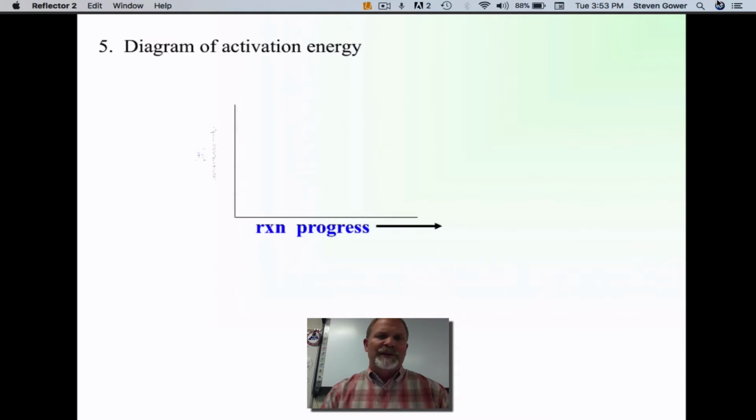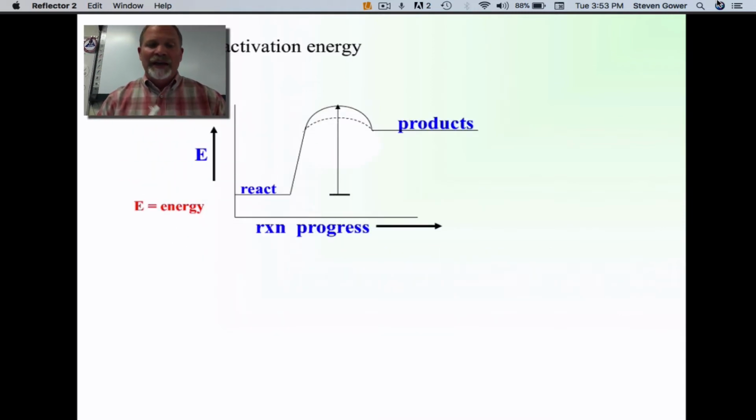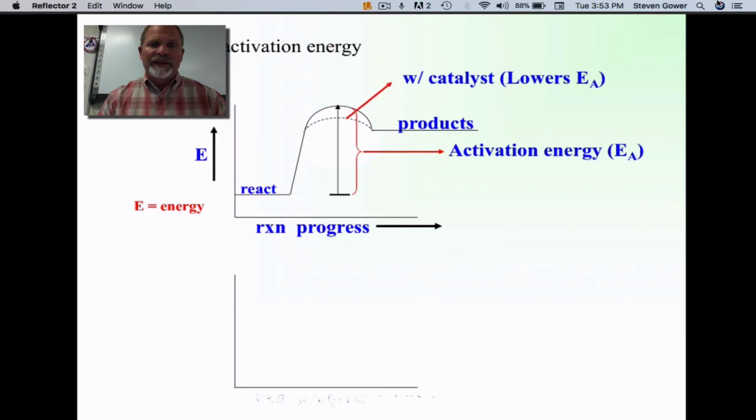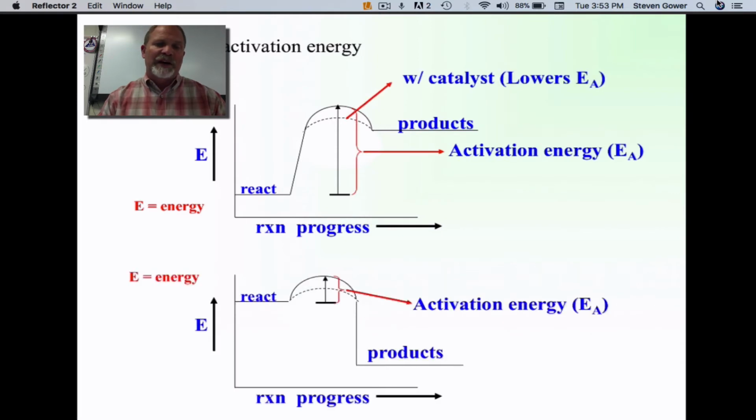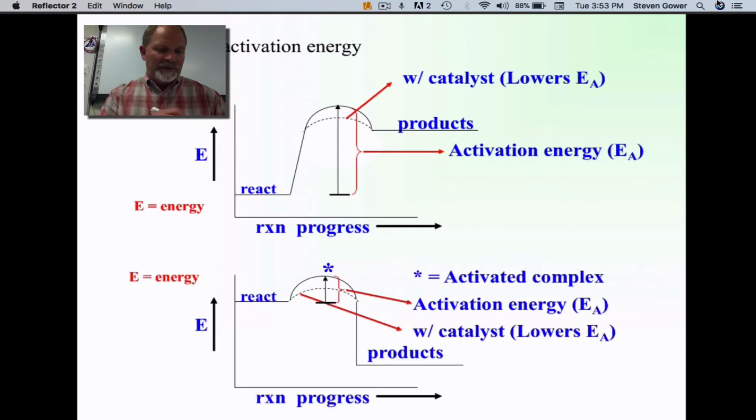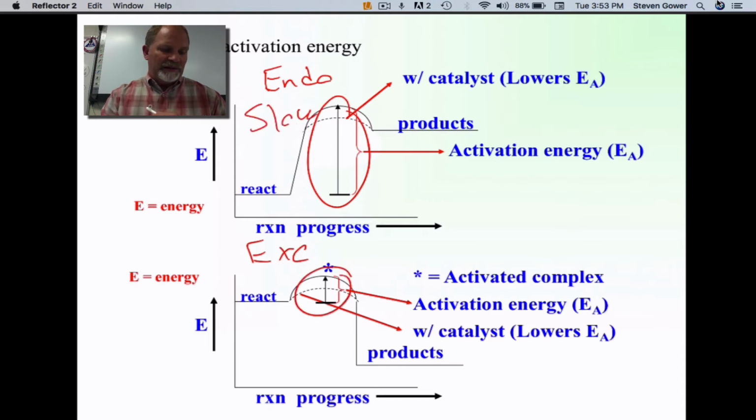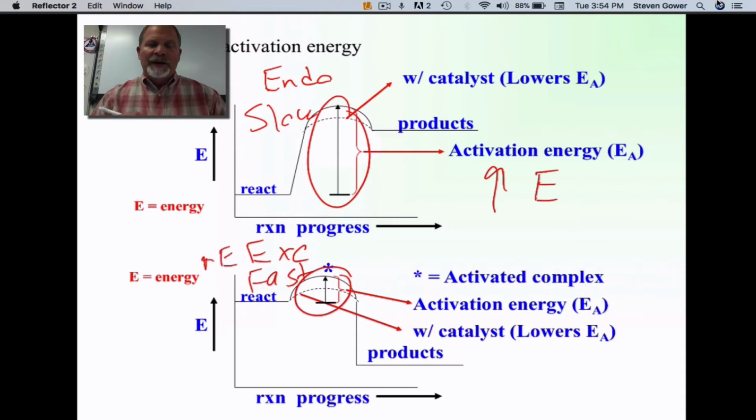So then we talked about this. We saw that this is an endothermic reaction, and this is an exothermic reaction. So again, this one is endo. We have a high activation energy. This is exo. It has a lower activation energy. Therefore, the endo is slow, and the exo is fast. This needs a lot of energy, whereas this one needs very little energy to get over the hill. So you need to get over the hill.